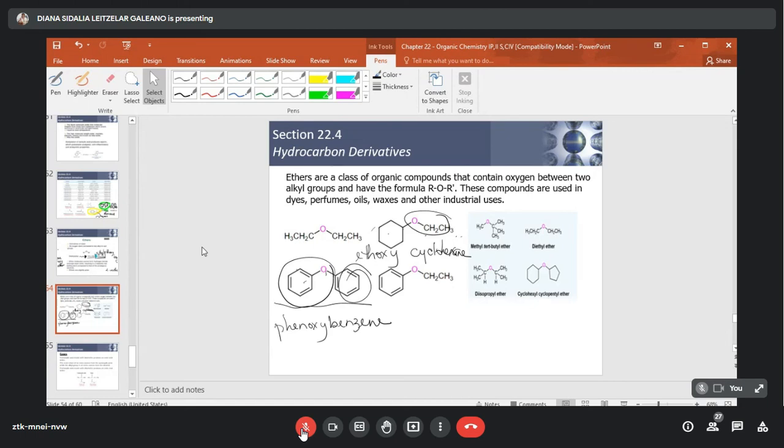Compounds used in dyes, perfumes, oils, waxes, and other industrial uses.